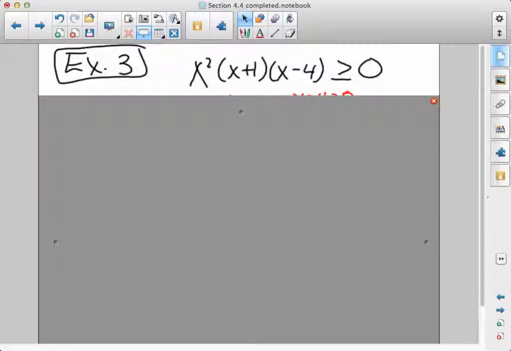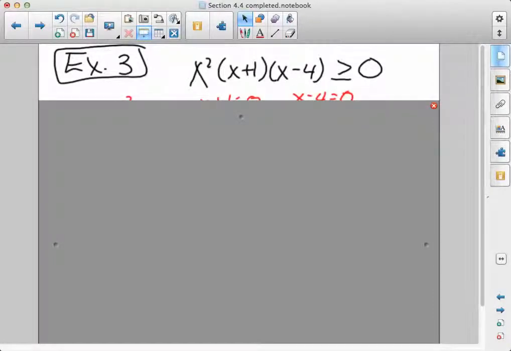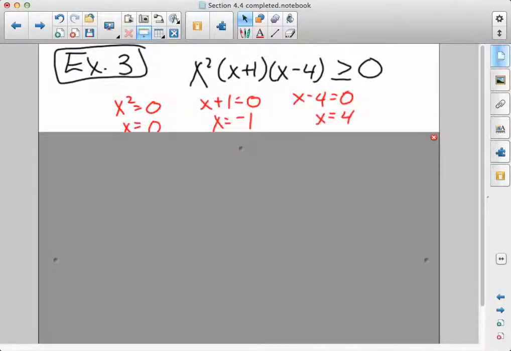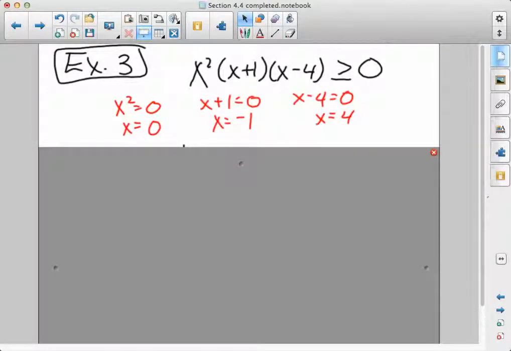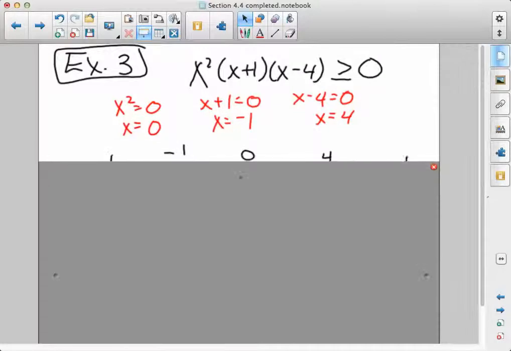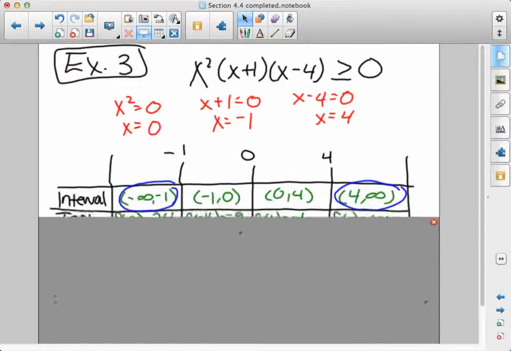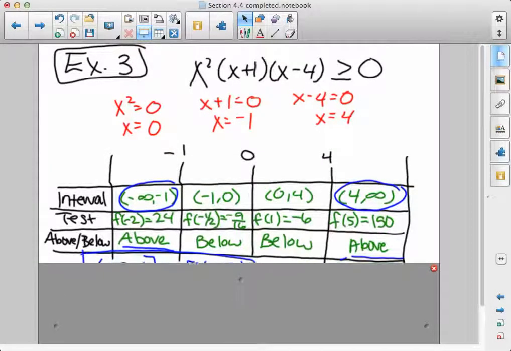So my next step is to determine the roots of my function x squared times x plus 1 times x minus 4. And you can see I do that here by setting each factor equal to 0 and finding my roots are 0, -1, and 4. So I then use those x-intercepts to create my table and to divide my x values into intervals. I have -infinity to -1, -1 to 0, 0 to 4, and 4 to infinity.